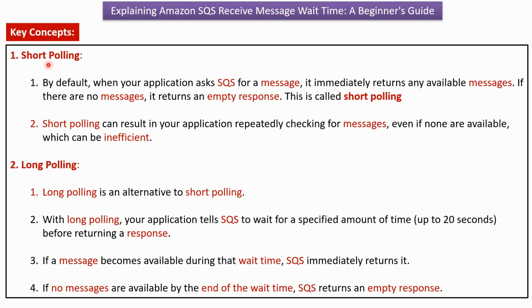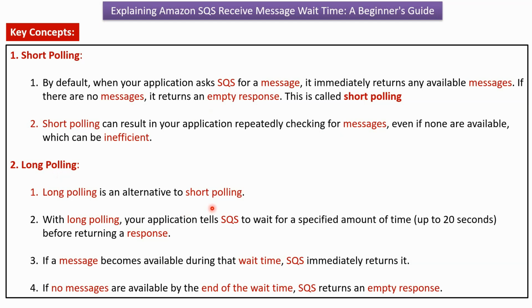The first one is short polling. By default, when your application asks SQS for any message, SQS immediately returns any available messages. If there are no messages, then SQS returns an empty response. This is called short polling. With short polling, your application repeatedly checks for messages, even if no messages are available, which can be inefficient. Second one is long polling.